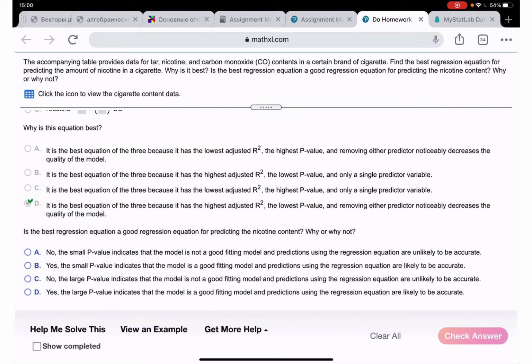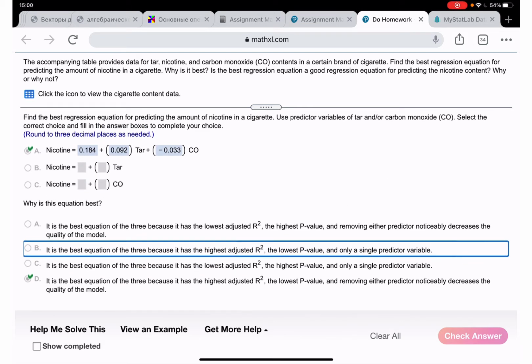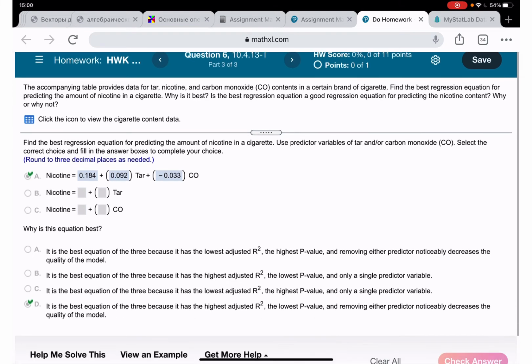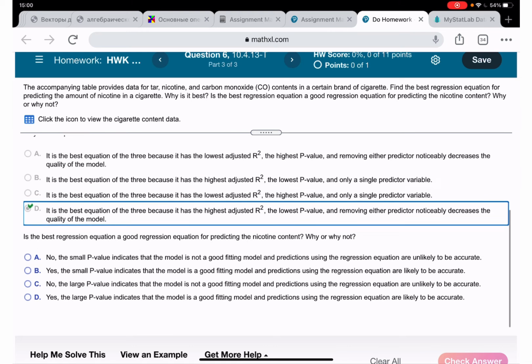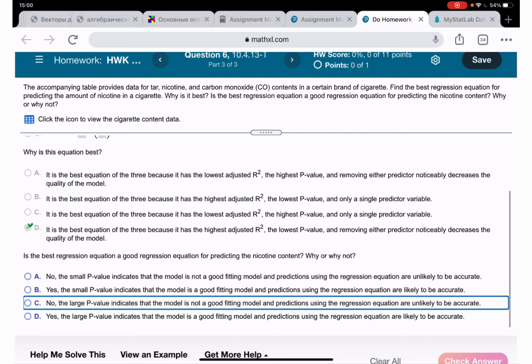Okay, question number 7. This is a continuation of number 6. So, what is going to be the last question? Is the best regression equation a good regression equation for predicting the nicotine content? Why or why not?